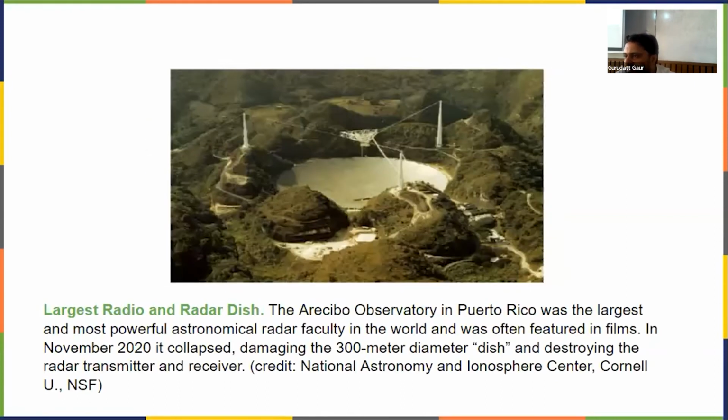Was there any reconstruction done for that satellite? And it collapsed, no? Not the satellite, this radar dish. Yeah, unfortunately, they have a lifetime. Yeah, Arecibo is also gone.